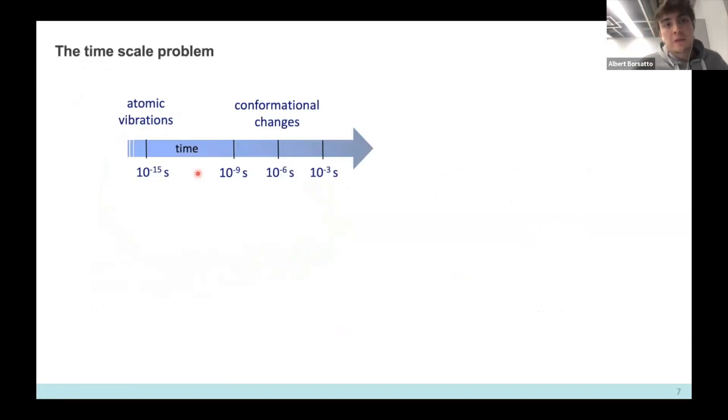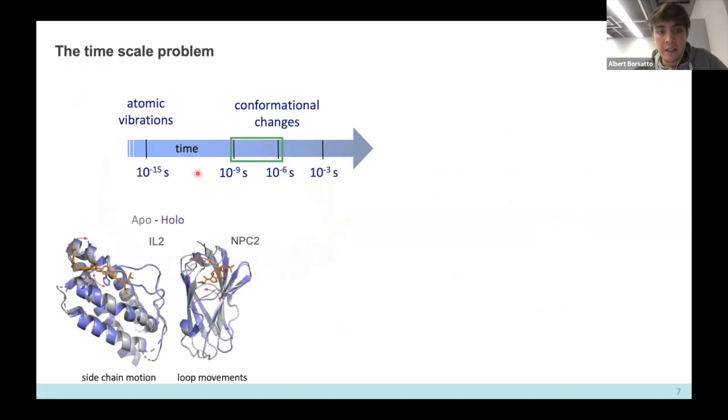Still, MD simulations have some limits. The major limitation is the time scale problem. We are interested in conformational rearrangements that expose the cavity when it comes to cryptic pockets. The issue is that we can only sample a limited time window with MD simulations, and this time window corresponds to conformational rearrangements that can be described with sidechain motions and loop movements. So something fairly easy, something that can happen in the nanosecond to few microsecond time scale.